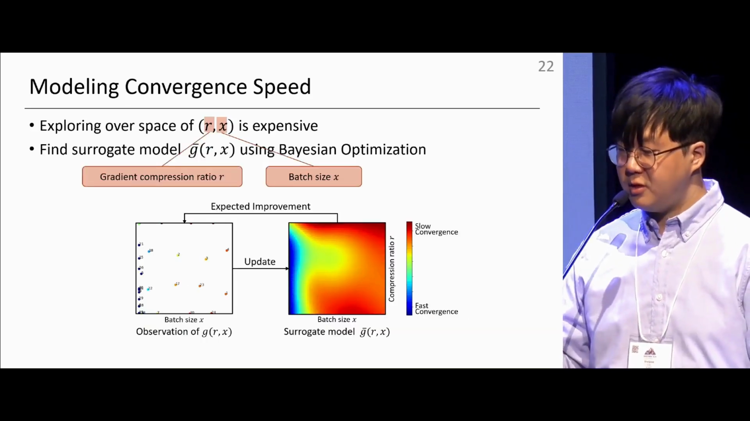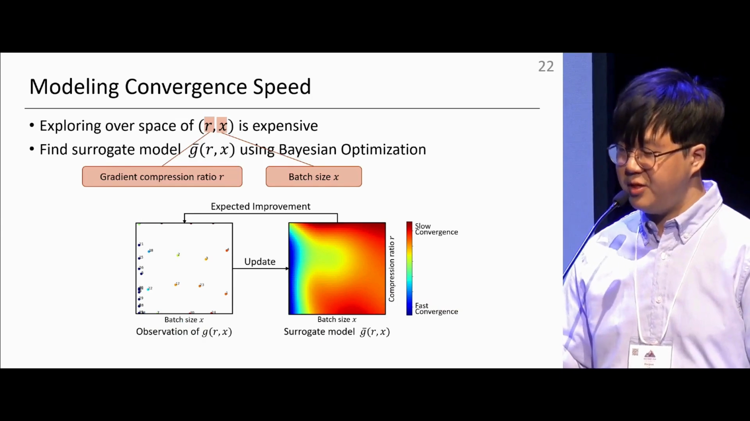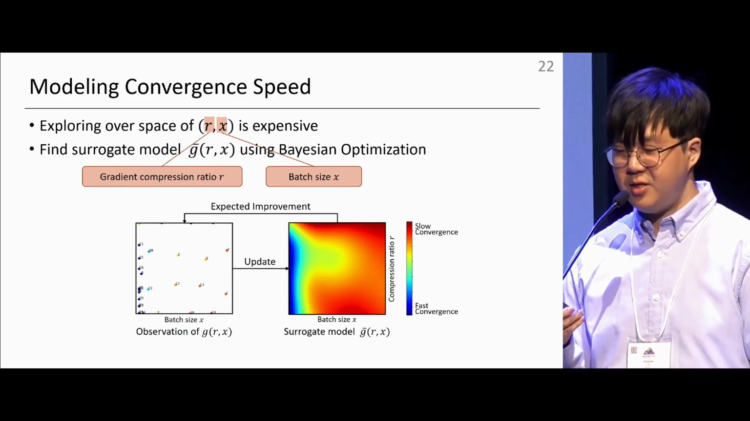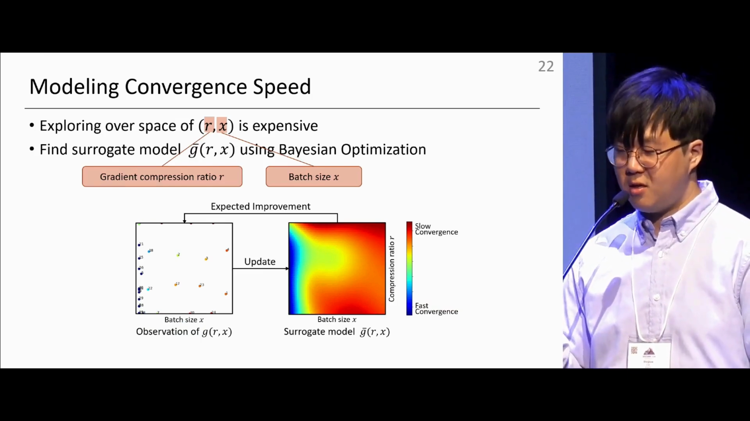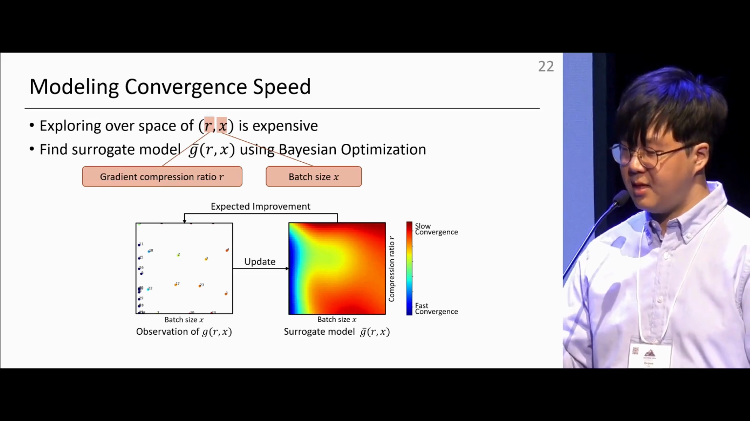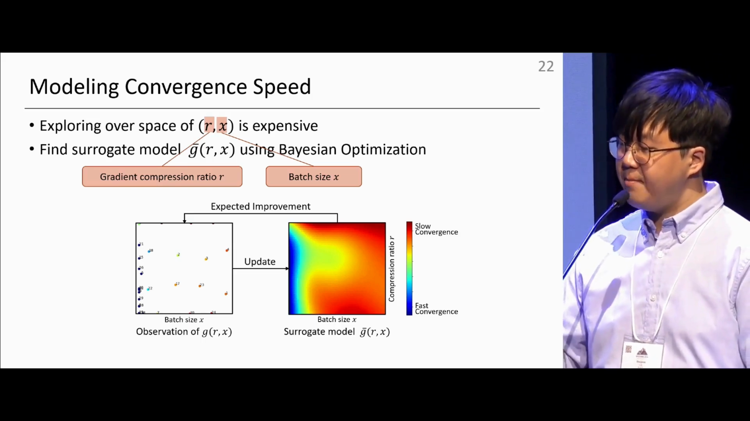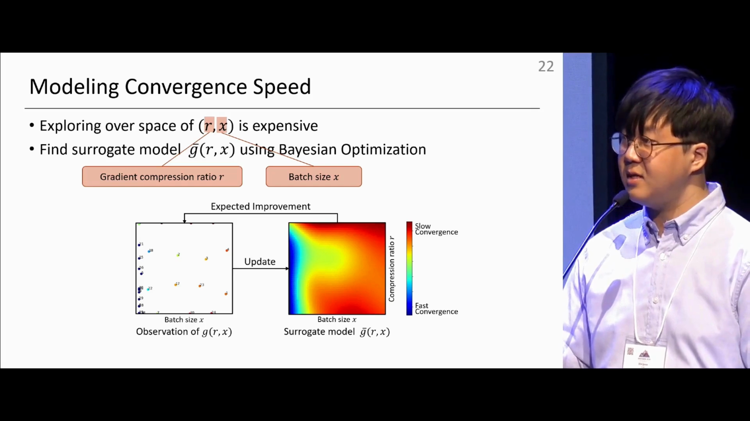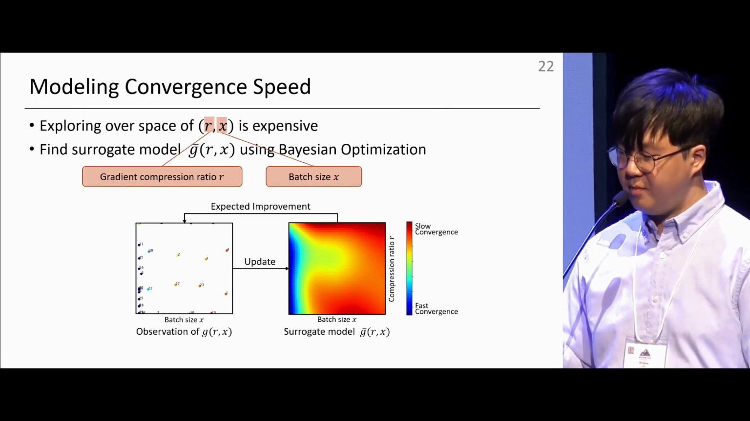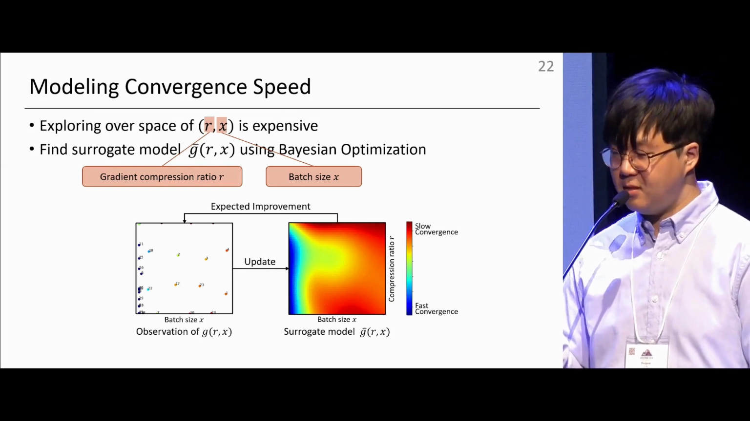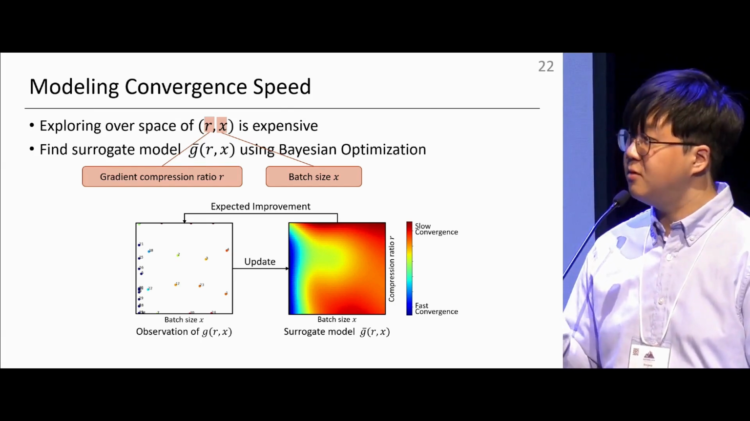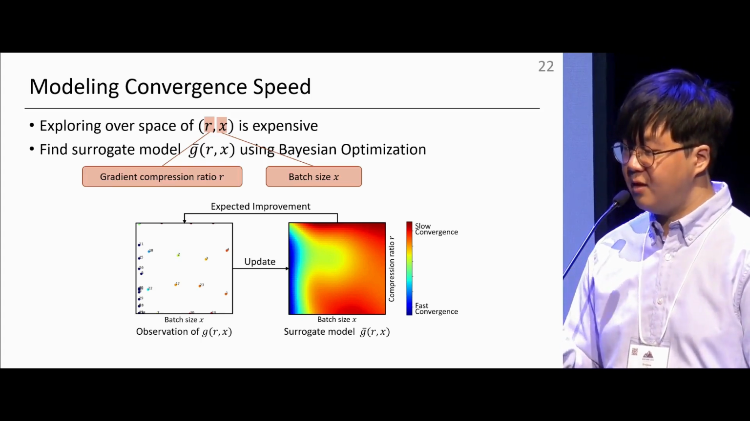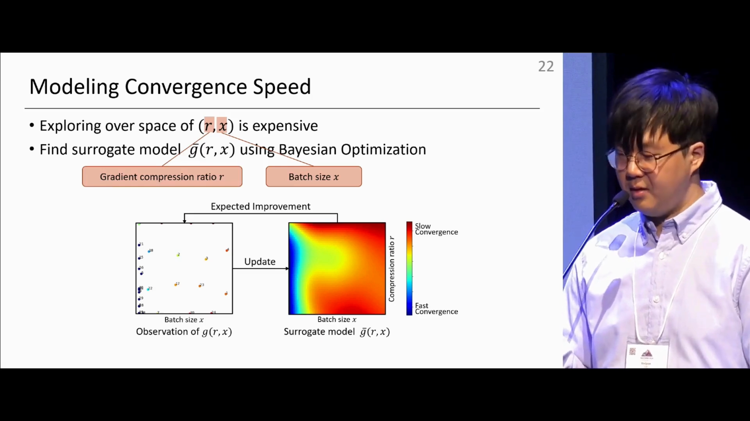We model the convergence speed as a function of gradient compression ratio and batch size. We need to explore over the large space of gradient compression ratio and batch size, but obtaining the convergence speed for each point requires multiple steps of probe training. So the naive method of exhaustively visiting all possible points makes modeling impractically expensive. To model the convergence speed at lower cost, we adopt Bayesian optimization to obtain a surrogate model to estimate convergence speed. Once we are finished with the Bayesian optimization done offline, we can simply query the function to look up the convergence speed.